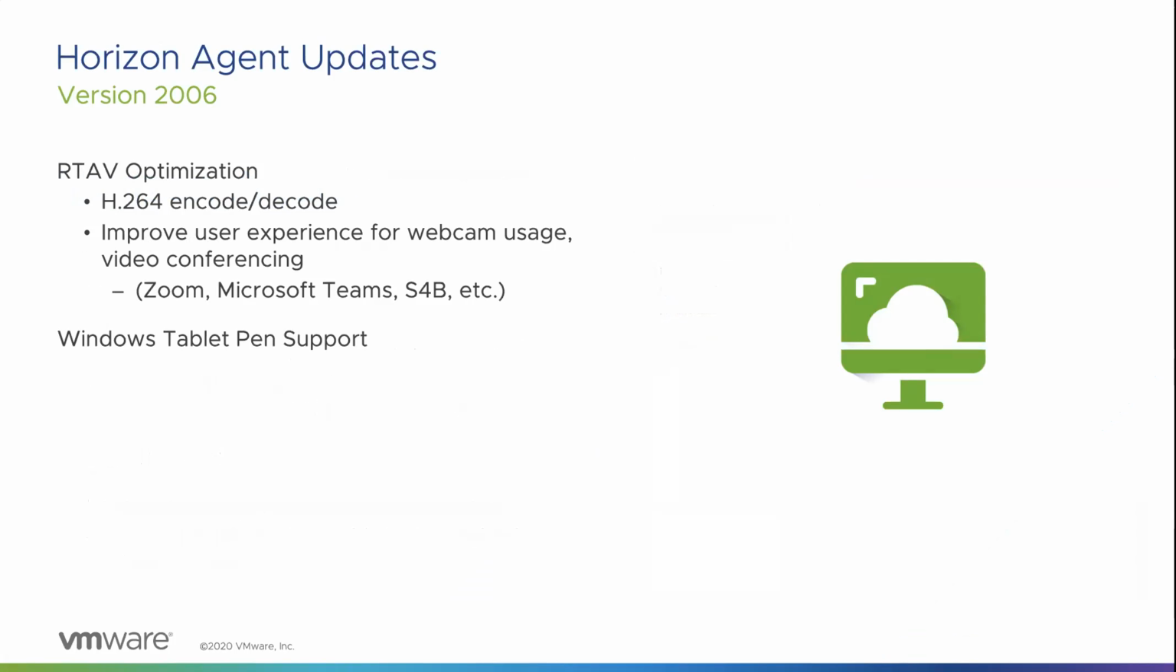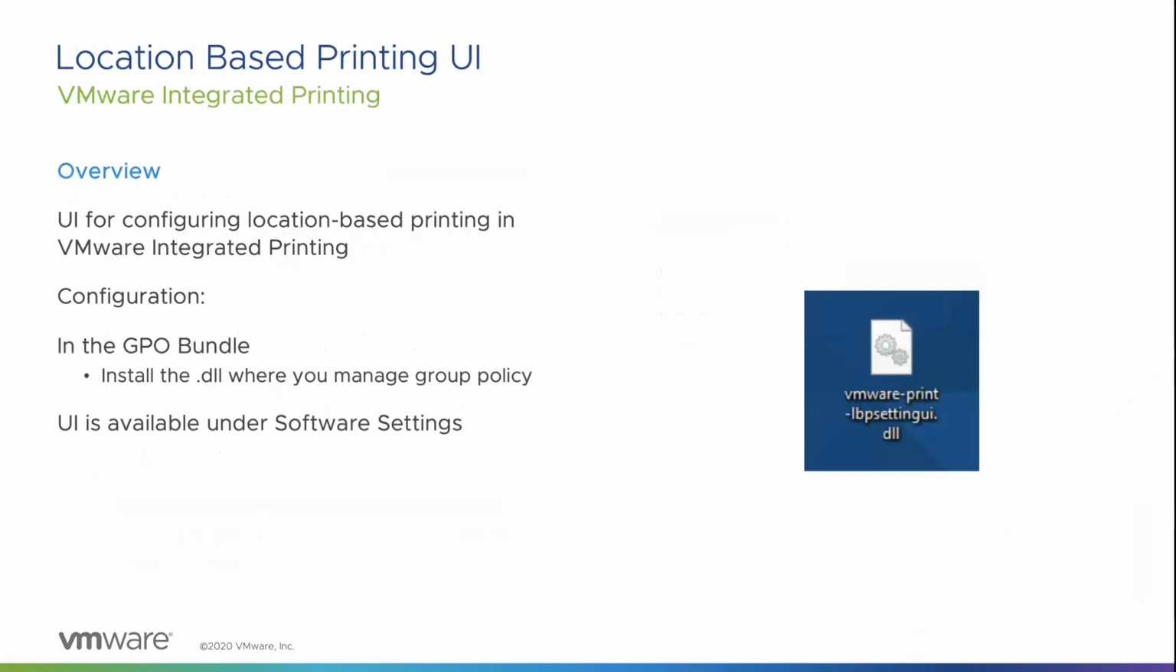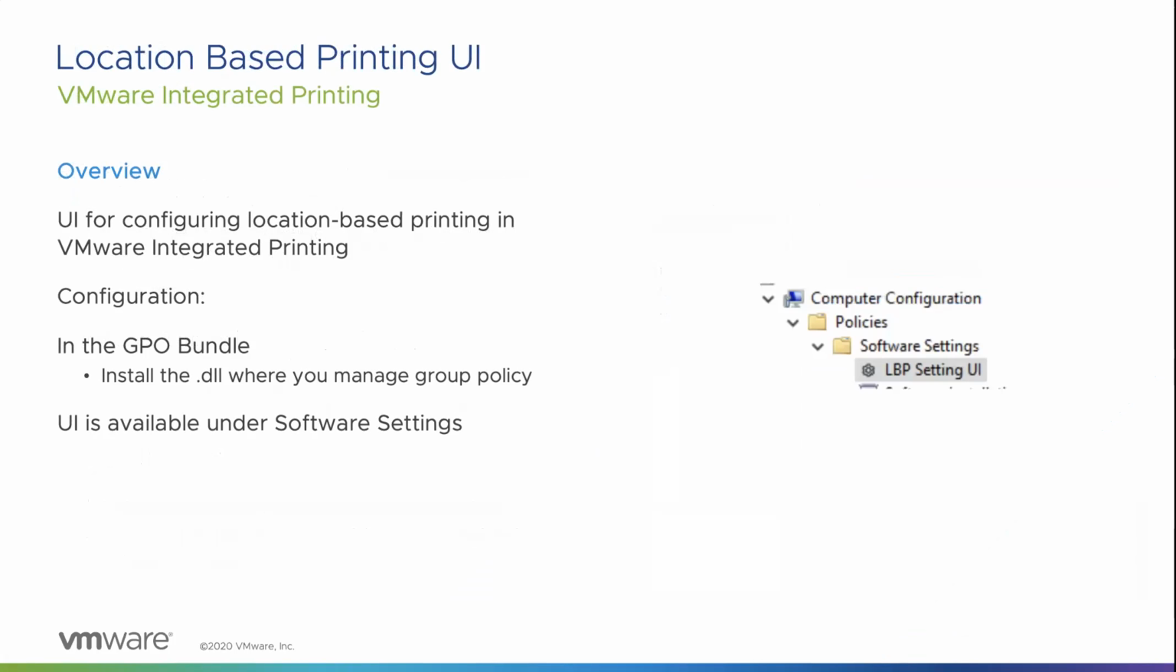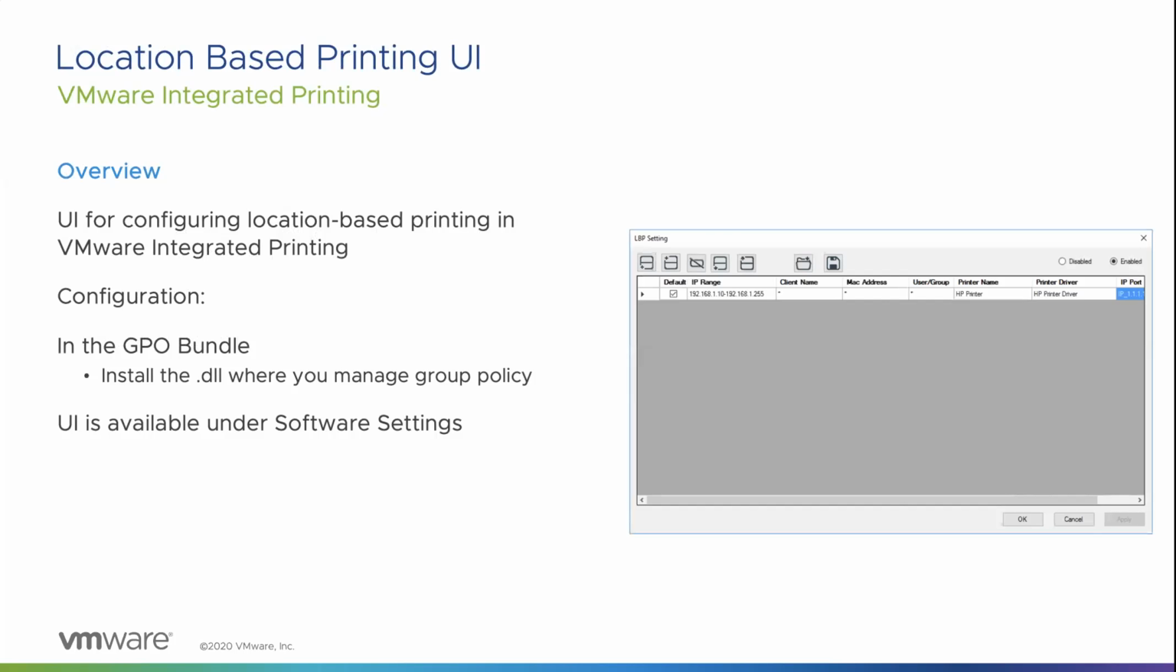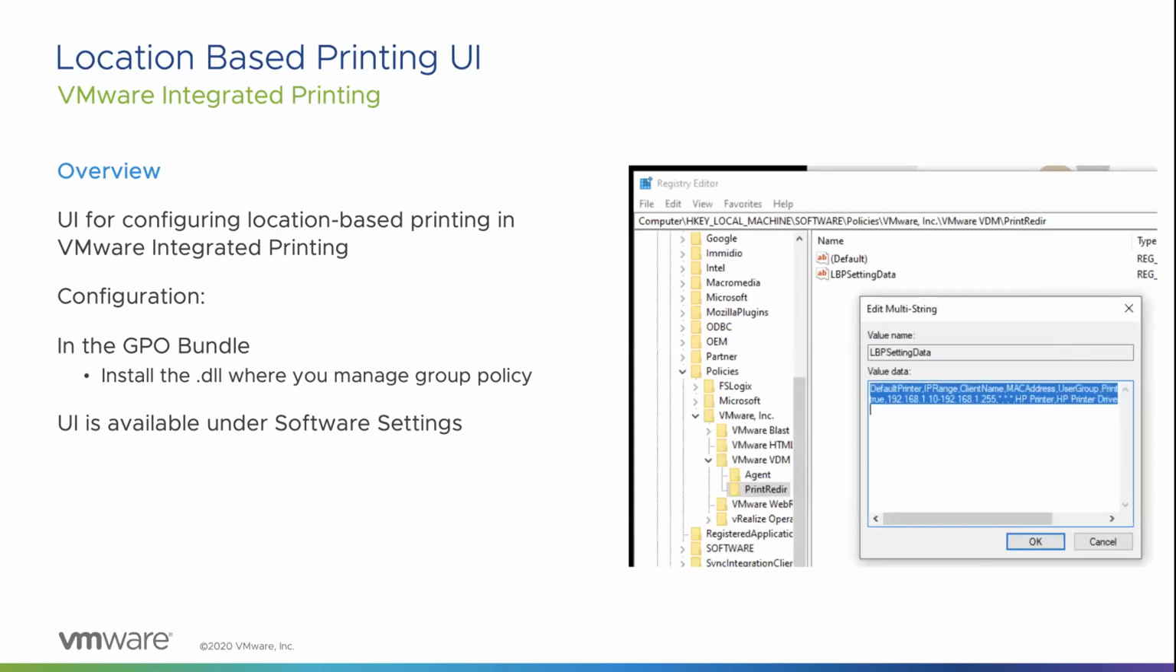Windows tablet pen support if we're using a Windows tablet. A new UI for location-based printing, so you can kind of go through and configure it graphically now, just like you could in ThinPrint. And this is available under software settings in the GPO.